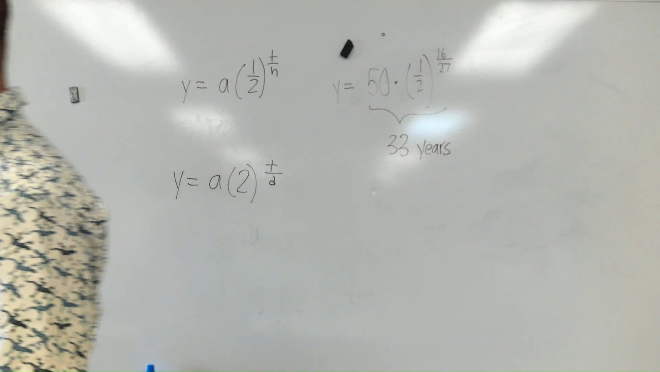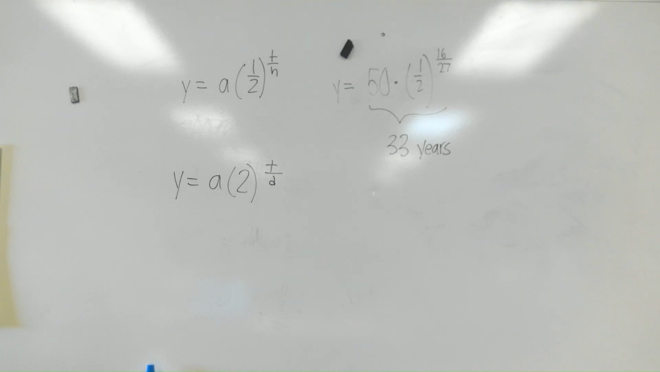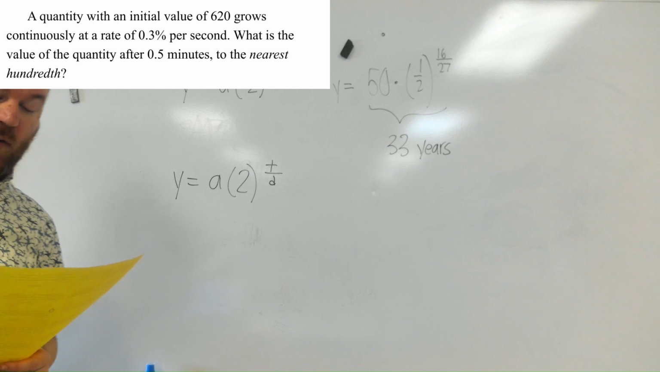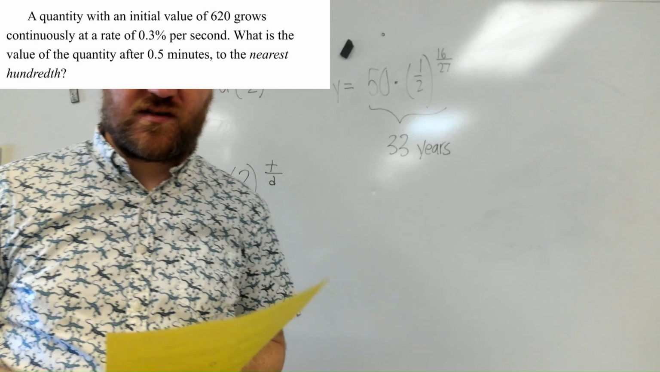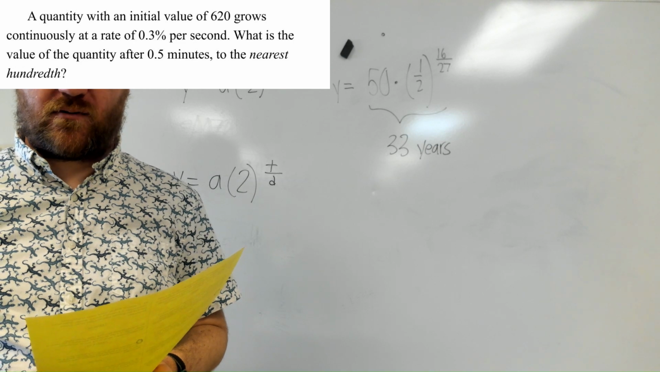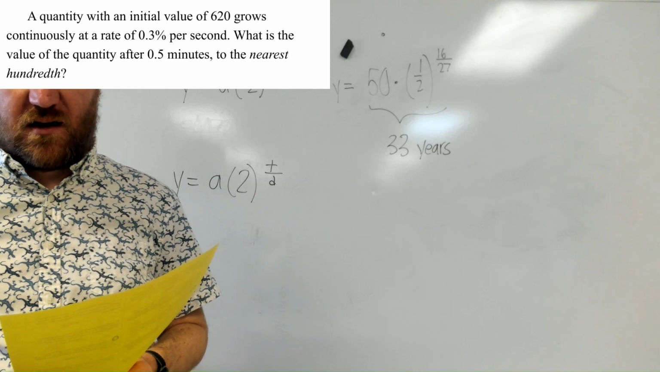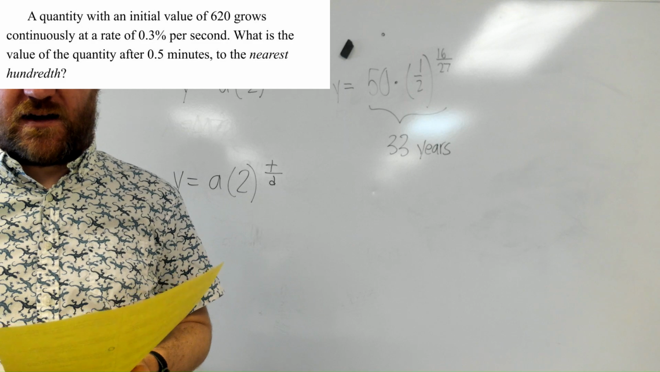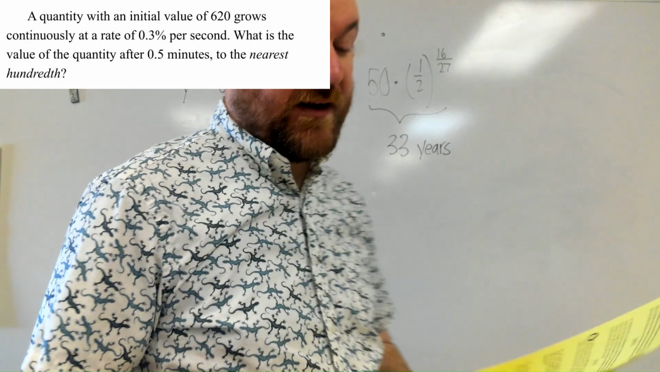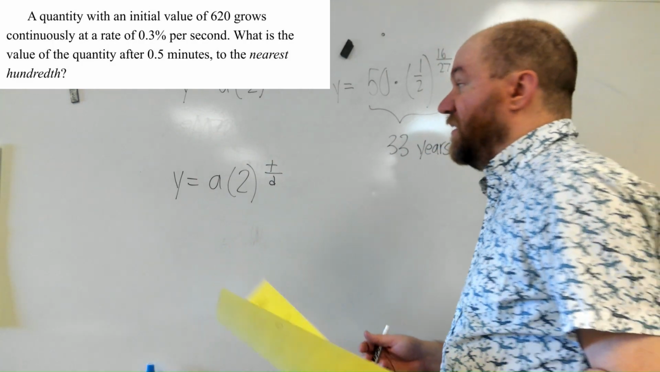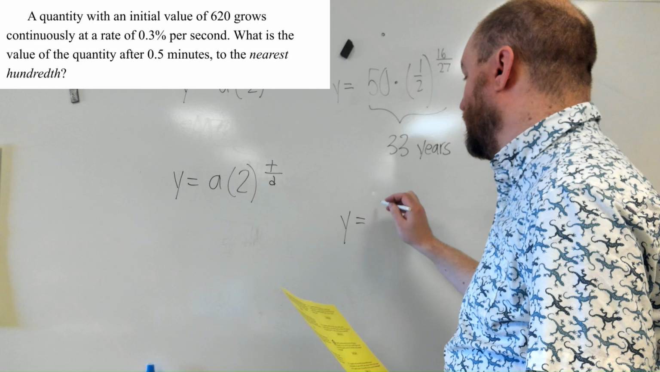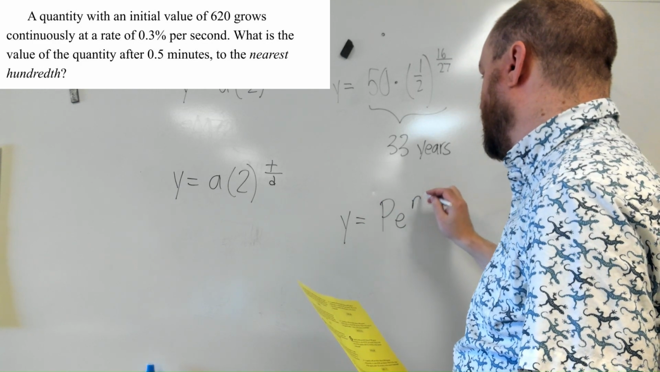All right, and I have one more example for you today, and that's my question number 23. A quantity with an initial value of 620 grows continuously at a rate of 0.3% per second. What is the value of the quantity after 0.5 minutes to the nearest hundredth? So growing continuously means that we're going to use a different formula, and that's y equals Pe^(rt).